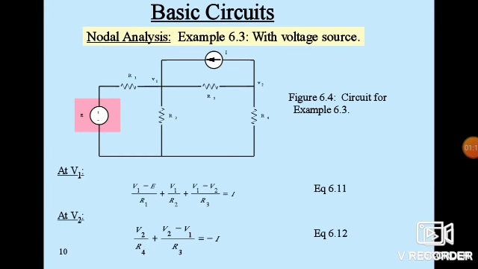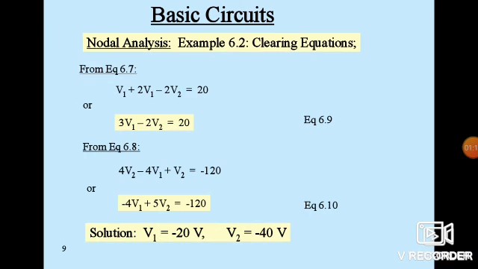So, if you clear the equation, we get V1 plus 2V1 minus 2V2 equals 20 for the node V1. Therefore, 3V1 minus 2V2 equals 20. And for the node V2, 4V2 minus 4V1 plus V2 equals minus 120. Therefore, minus 4V1 plus 5V2 equals minus 120. If you solve equations 6.9 and 6.10 using matrix equations, we can get the answer: V1 as minus 20 volts and V2 as minus 40 volts.